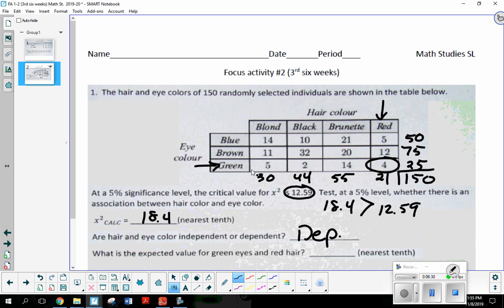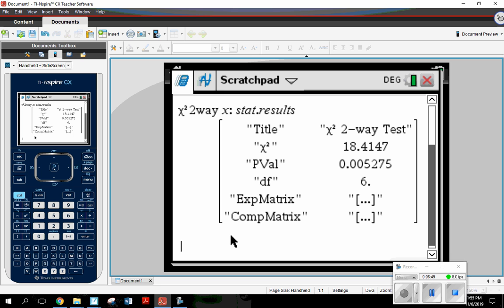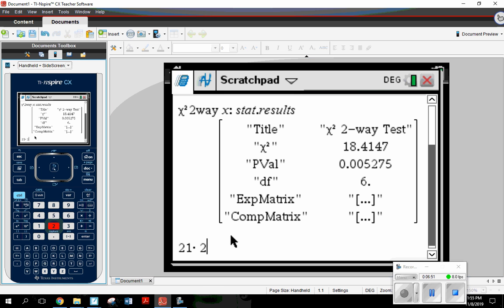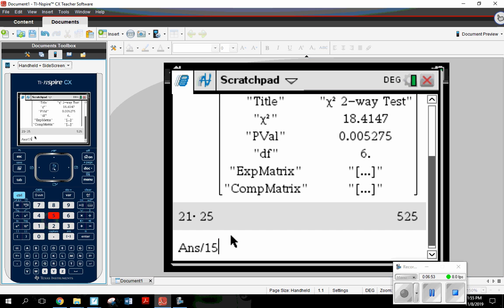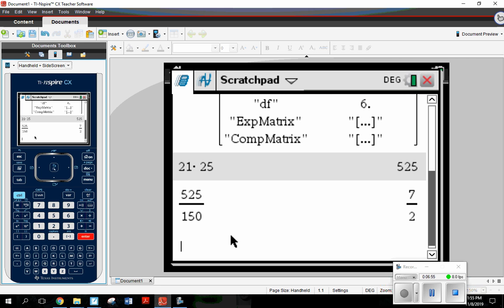Now, you are going to be dividing by 150, but what would I do in the numerator? There you go. I multiply the column total by the row total for that particular cell. So I'm going to take 21 times 25, and then I'm going to divide that by 150. So if I come on over here, 21 times 25 divided by 150, okay, 7 halves, which is 3.5.